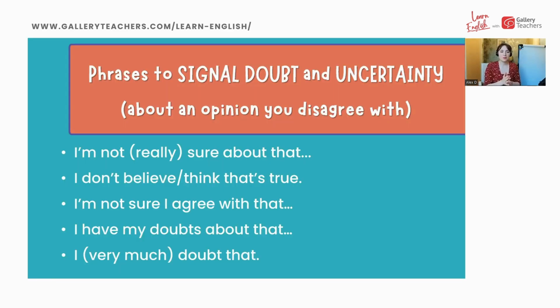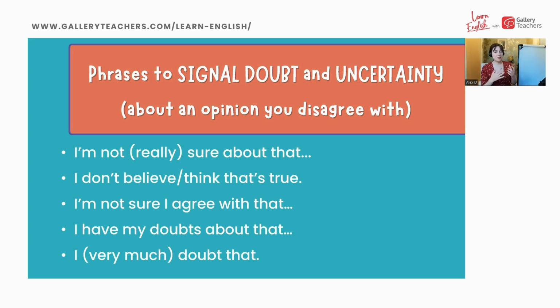Right. So here are phrases to signal doubt and uncertainty. Let's start there. Here, I'm really recycling some of our phrases for expressing uncertainty, so you will probably recognize a lot of these. I'm not sure about that. I'm not really sure about that. I don't think that's true. I'm not sure I agree with that. It's a nice expression. I have my doubts about that. I very much doubt that. That last one is stronger.